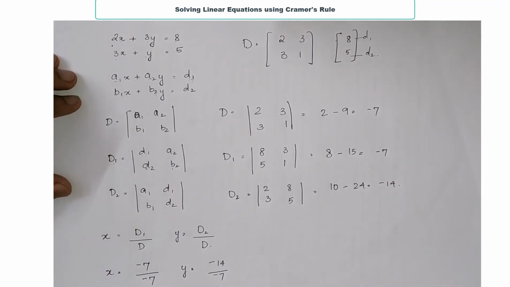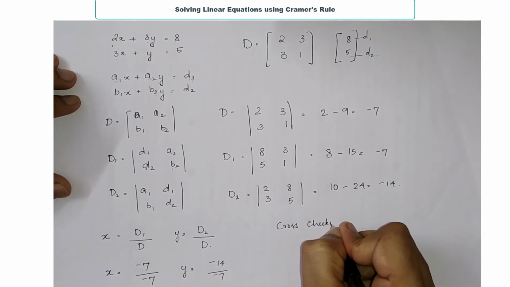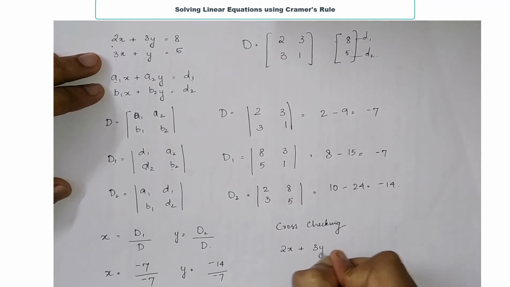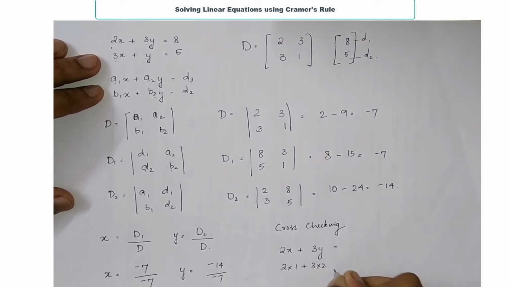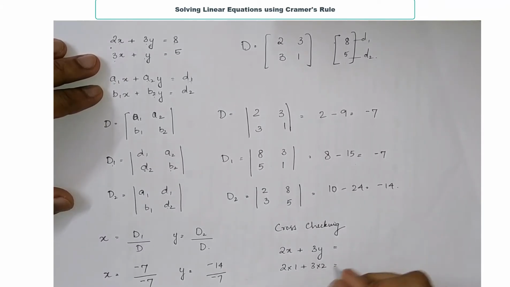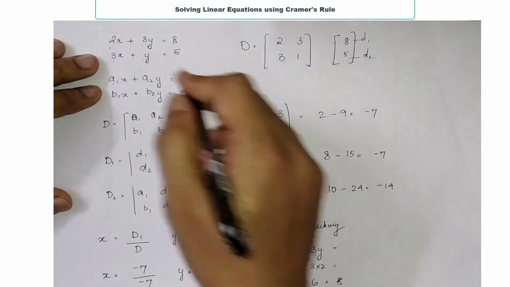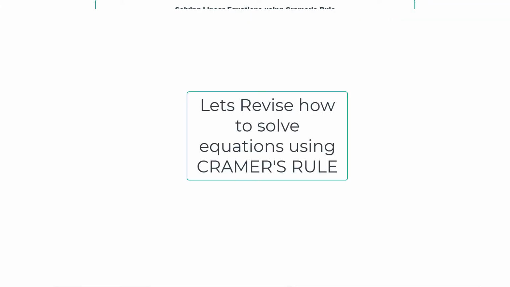Now you can just cross check. Taking 2x plus 3y, we have 2 into 1 plus 3 into 2, which is 2 plus 6, that is 8. So the answer is verified. It's equal to 8. So these are the answers for x and y. So we solved using Cramer's rule.